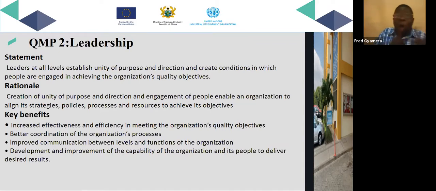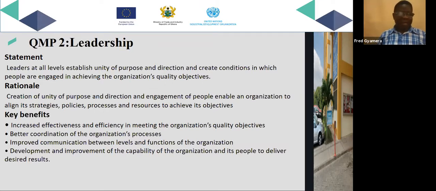So leaders at all levels. Leaders at all levels. We have to drive in this concept of leadership. People should buy into this concept, the principle of leadership. We're not saying leadership is that triangle where only the tip is one person. The belief here is leaders at all levels. You should be able to establish unity of purpose and direction to create the conditions that will engage people for us to achieve our corporate objectives.